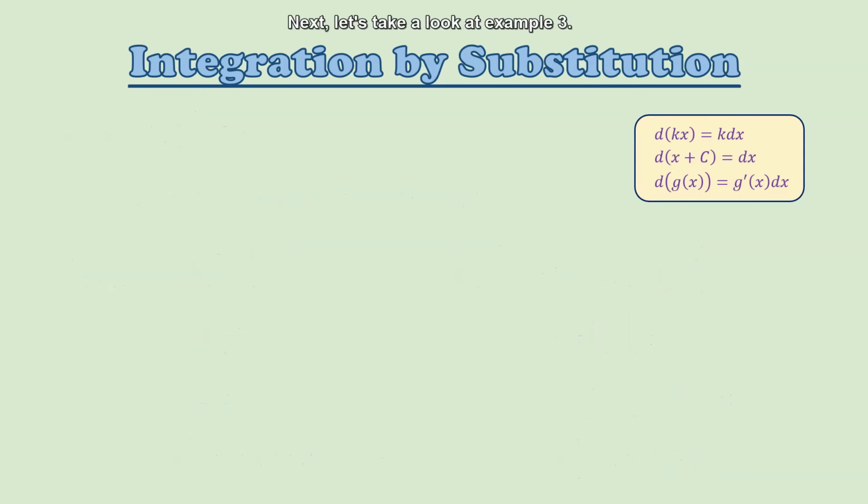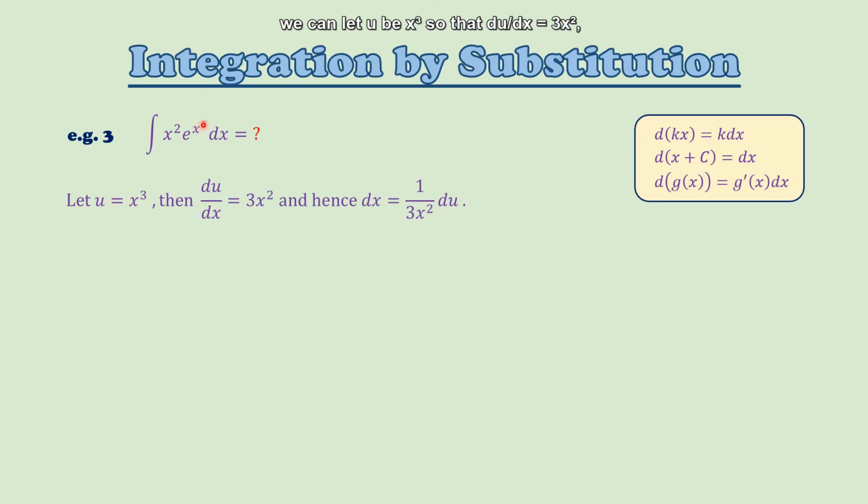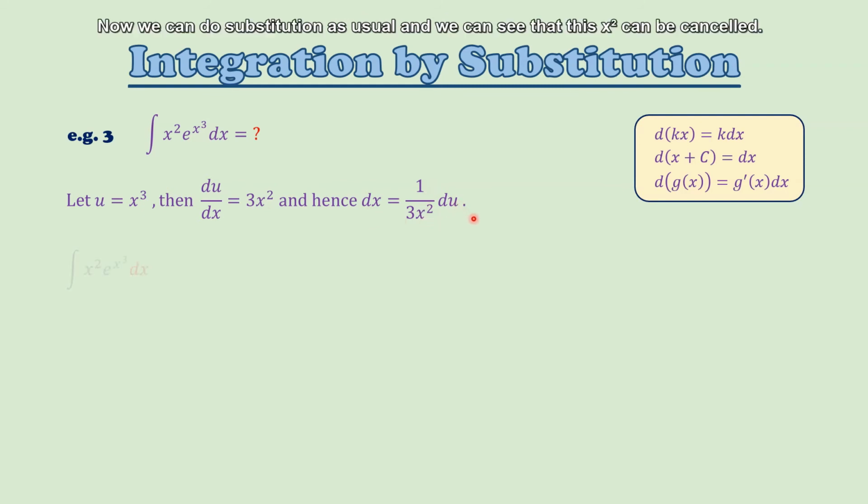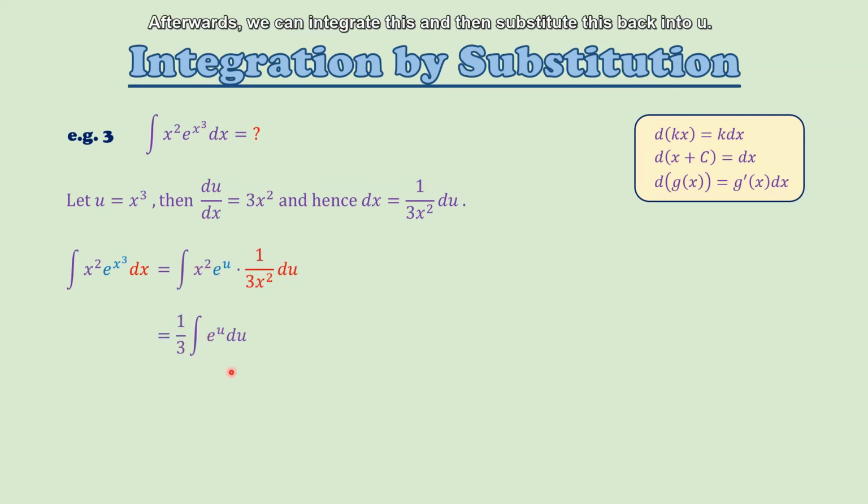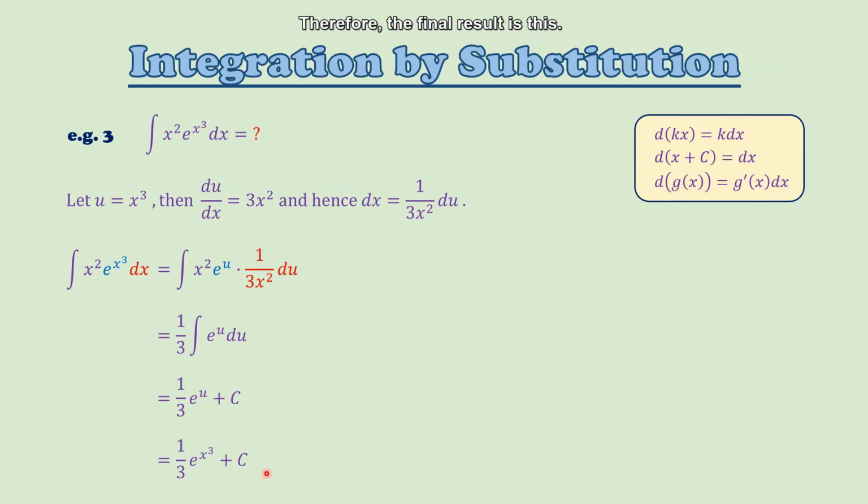Next, let's take a look at example 3. In this example, to integrate this, we can let u be x to the power 3, so that du/dx is equal to 3x squared, and then dx is equal to 1 over 3x squared times du. Now we can do substitution as usual, and we can see that this x squared can be cancelled. Afterwards, we can integrate this and then substitute this back into u. Therefore, the final result is this.